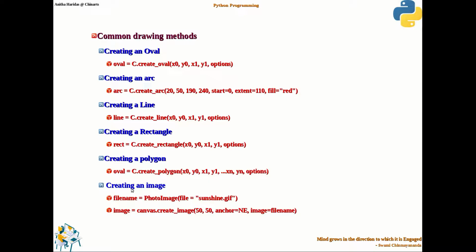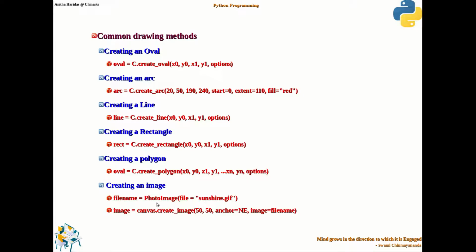Then you have image creation. So if you want to create an image or display an image on the canvas, you have to do this thing, because either you have to specify a bitmap file or you have to specify a photo image file as an argument to the create image function.